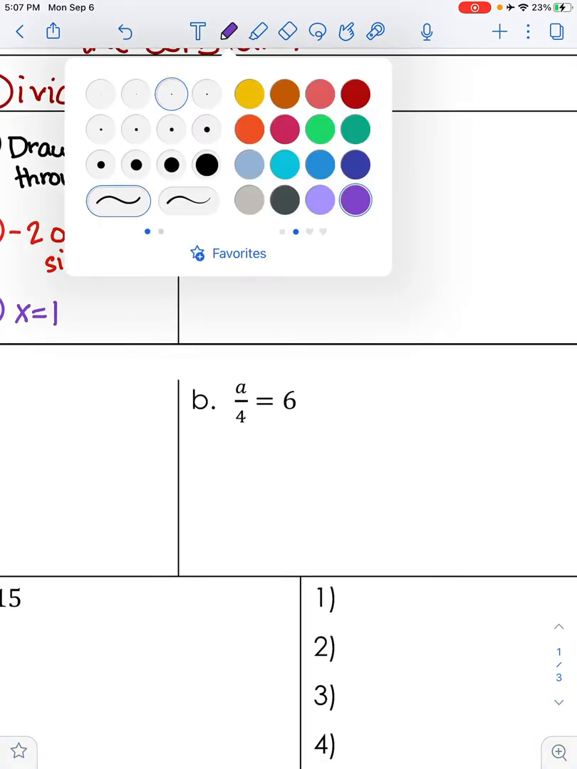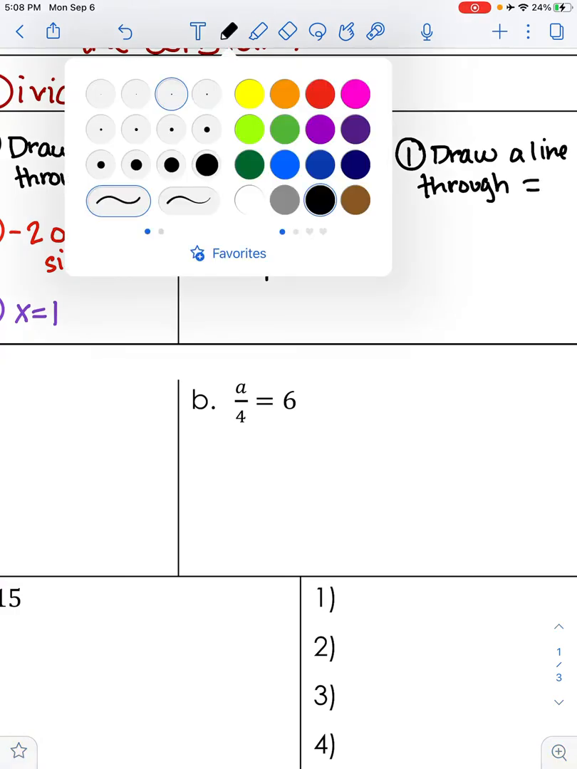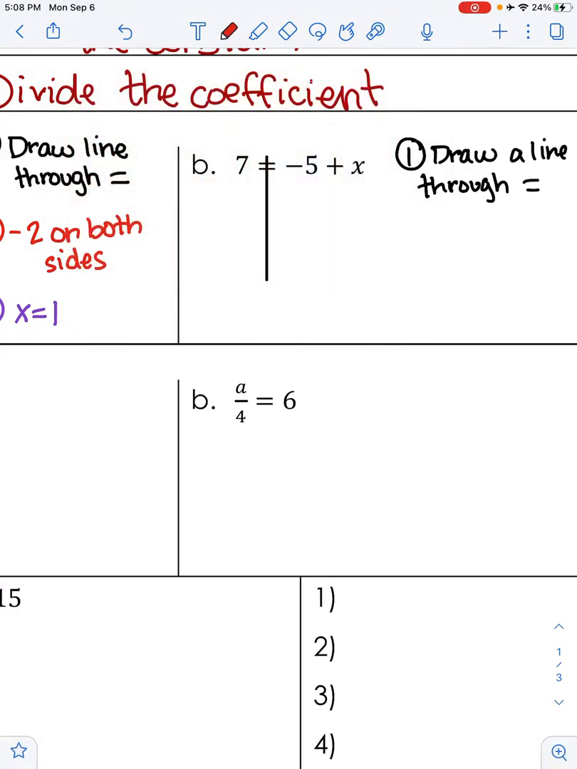Okay, moving on to 1b. Now, this one often throws people off because the variable is on the other side, but it's the same process. So step 1, we're going to draw a line through the equal sign. Step 2, we need to move over the constant. To move over the constant, we do the opposite. The opposite of a negative 5 is plus 5. So I'm going to add 5 to both sides.